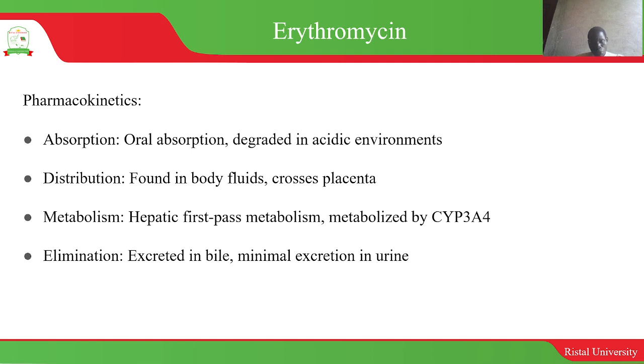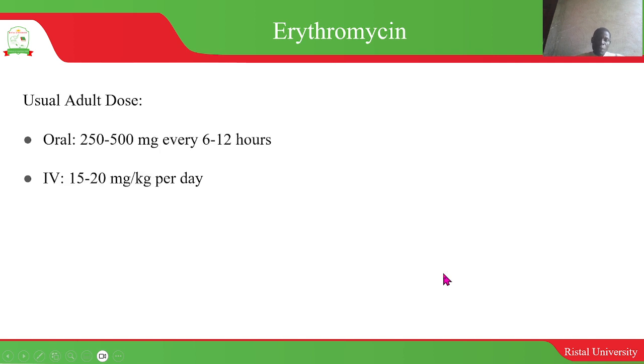Pharmacokinetics: absorption is oral, and it is degraded in acid environment, and that's why we use them orally. Distribution: they are found in body fluids and can even cross the placenta. Metabolism is through the liver, hepatic fast metabolism, by the cytochrome P450 3A4 system. Elimination: excreted in the bile and some minimal excretion occurs also in the urine.